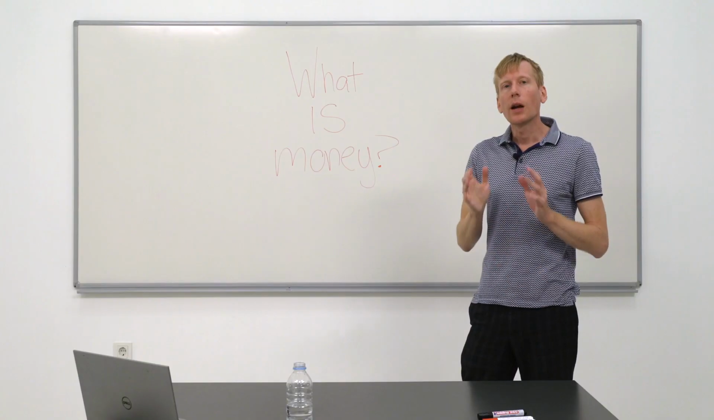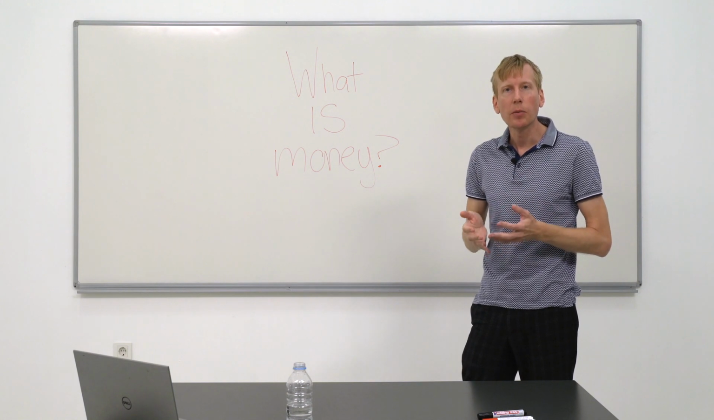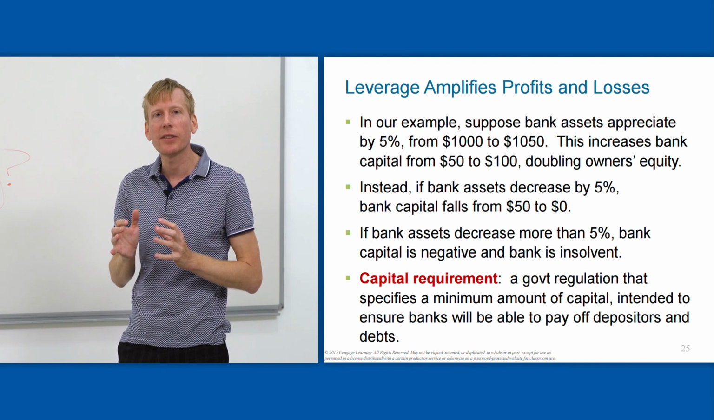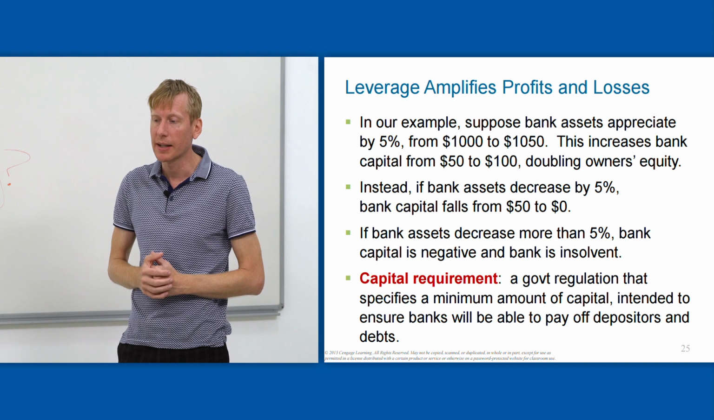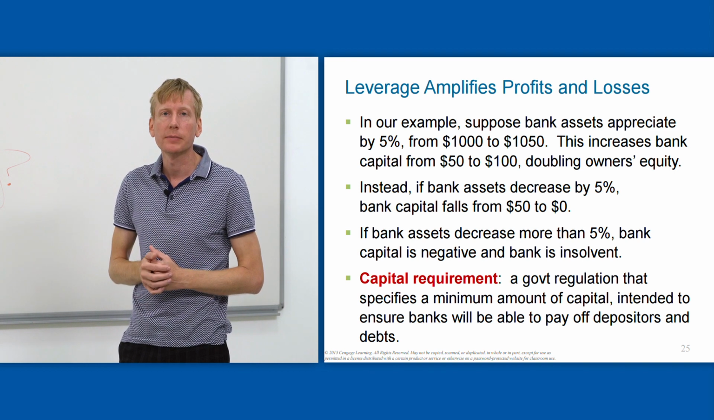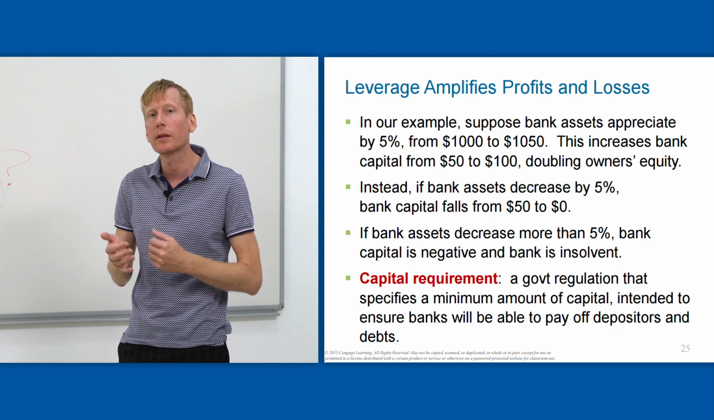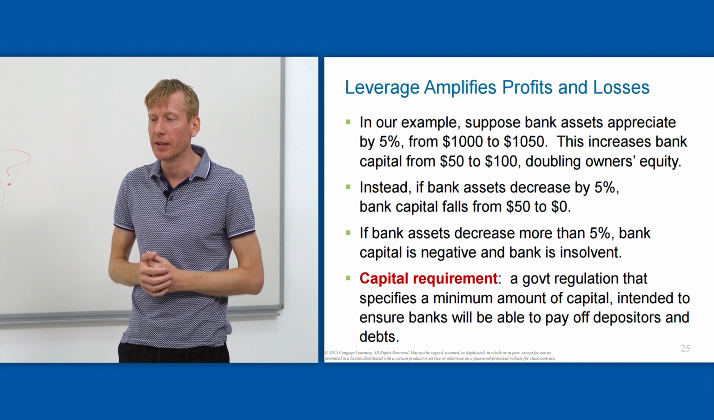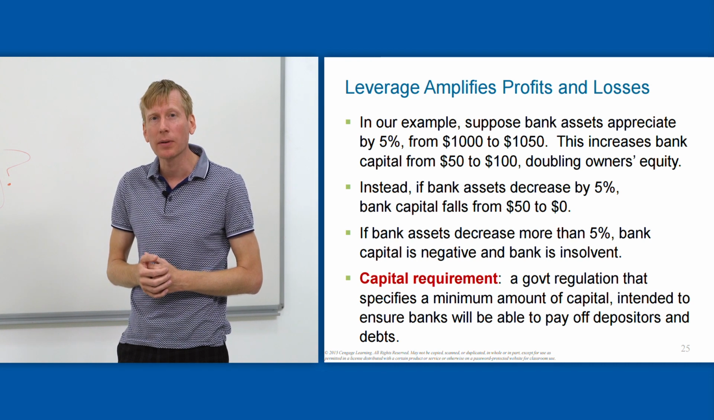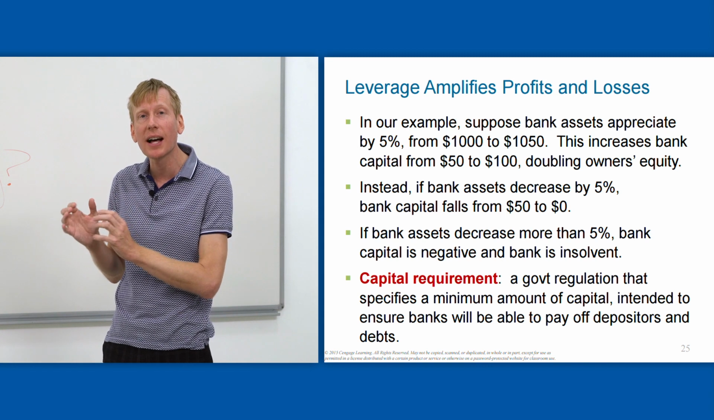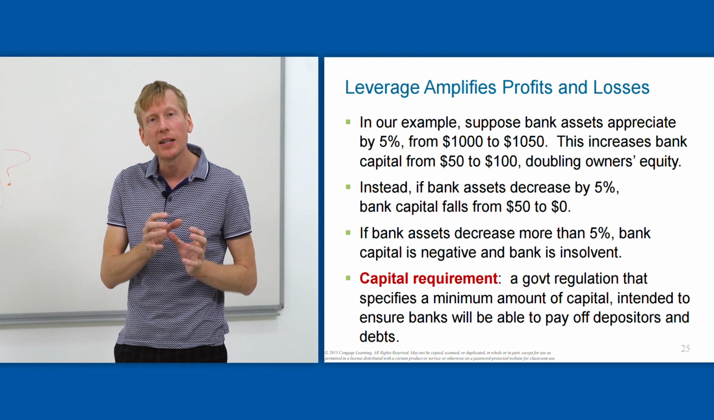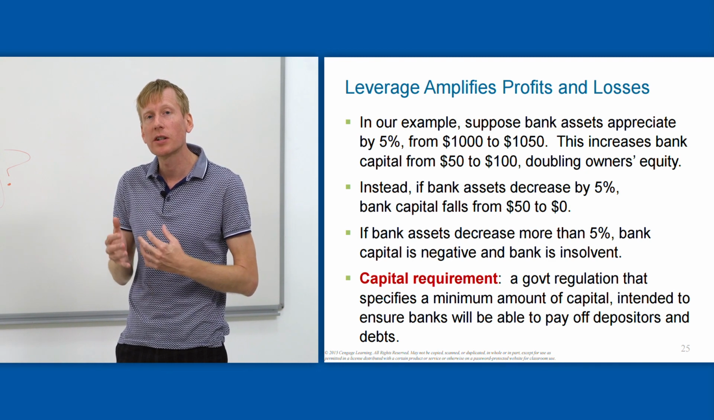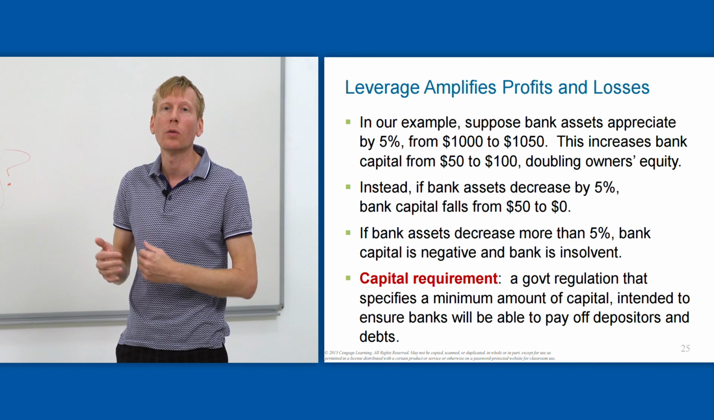Now, to see why leverage is desirable for the owners of the bank, suppose that bank asset valuations fluctuate, they're variable over time. Suppose they suddenly appreciate, or securities go up in value from 100 to 150. So bank total assets go up from 1,000 to 1,050. This would increase bank capital, that's the value of all of the shares of stock in that bank, from 50 to 100, doubling the value of the bank. That's how much additional profit it would return to bank owners.